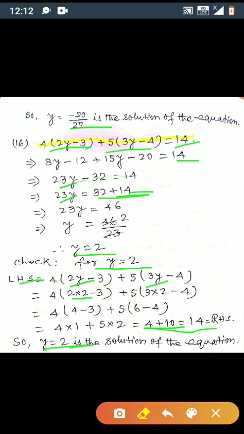Check. For y equal to 2, LHS equal to 4 common bracket 2y minus 3 plus 5 common bracket 3y minus 4. Now put the value of y as 2. So 4 common bracket 2 multiplied by 2 minus 3 plus 5 common bracket 3 multiplied by 2 minus 4 equal to 4 common bracket 4 minus 3 plus 5 common bracket 6 minus 4. 4 minus 3 is 1, so 4 multiplied by 1 plus 5 multiplied by 2 equal to 4 plus 10 equal to 14. That is the RHS. So y equal to 2 is the solution of the equation.